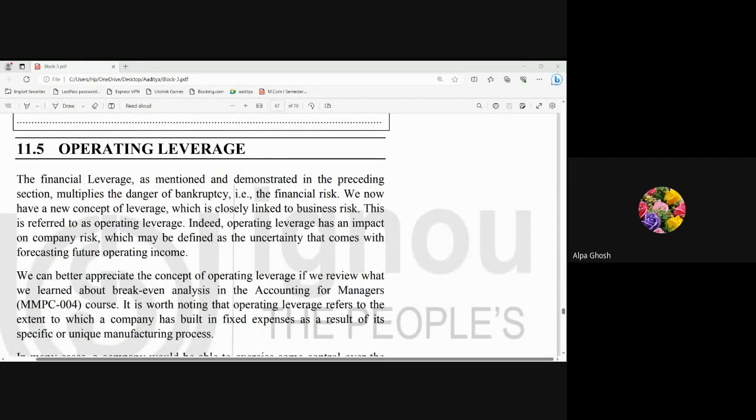EBIT. Capital E for earnings, B for before, I for interest, and T for tax. So for operating leverage we take into account earnings before interest and tax. When we say it is before interest and tax, we take into account all the operating expenditures. All the operating activities are taken into account in your operating leverage. Am I clear what is EBIT? You understood?